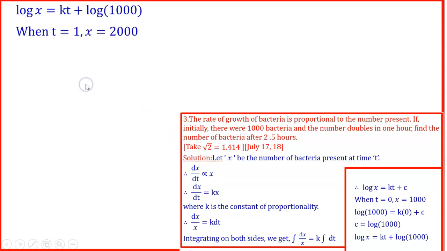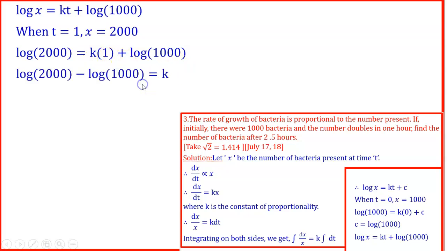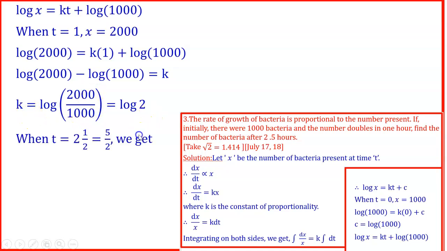This is the equation. When t is equal to 1, x is equal to 2000, because after 1 hour the bacteria doubles. Therefore, if we substitute x is equal to 2000, that is log of 2000 is equal to k into 1 plus log of 1000. We shift this log of 1000 to the left hand side, then you will have log of 2000 minus log of 1000 is equal to k. Therefore, what is the value of k? After using the rules of log, log of m minus log of n is nothing but log of m upon n. 0 gets cancelled. The value of k is log of 2.